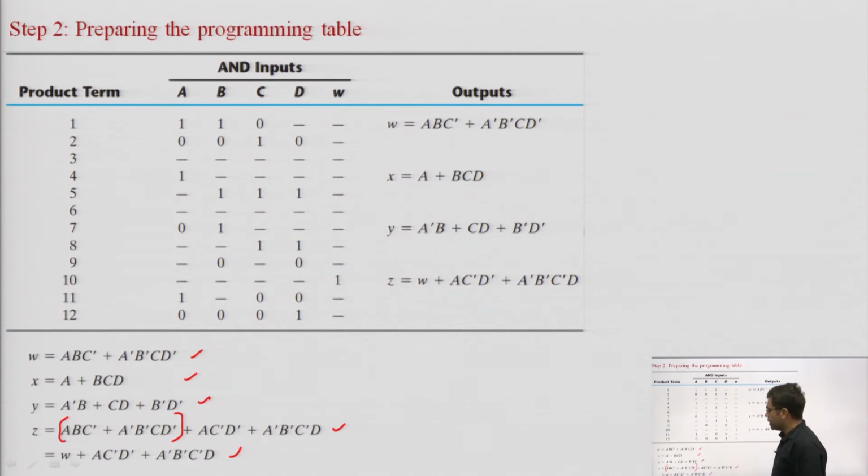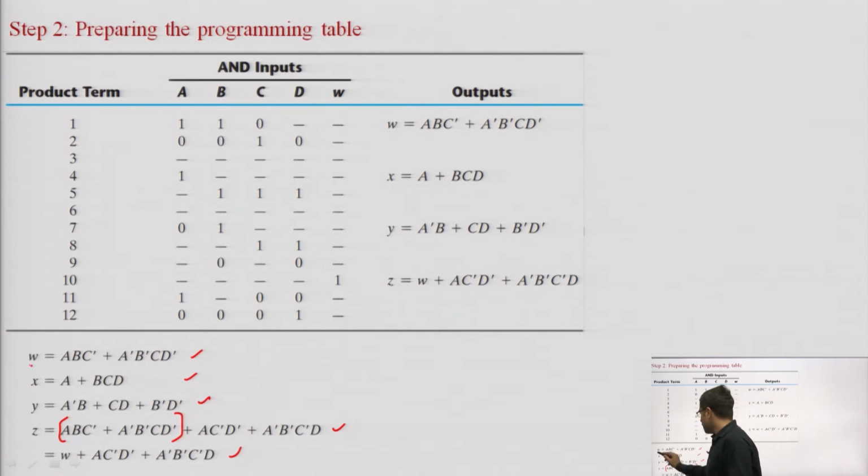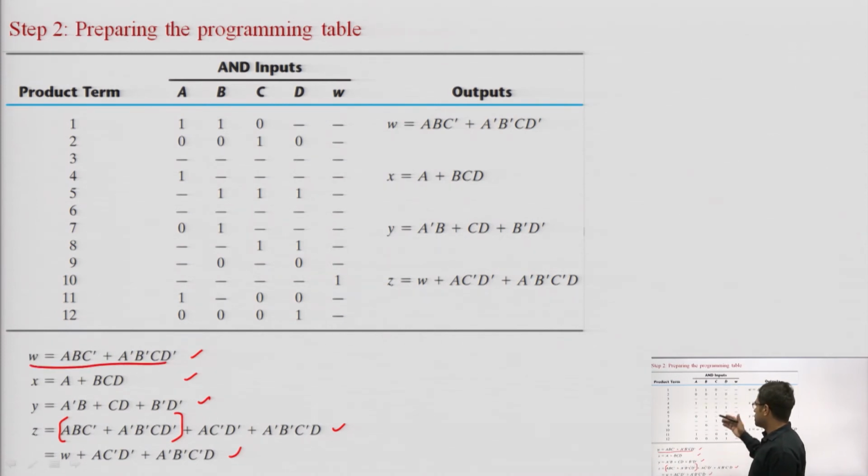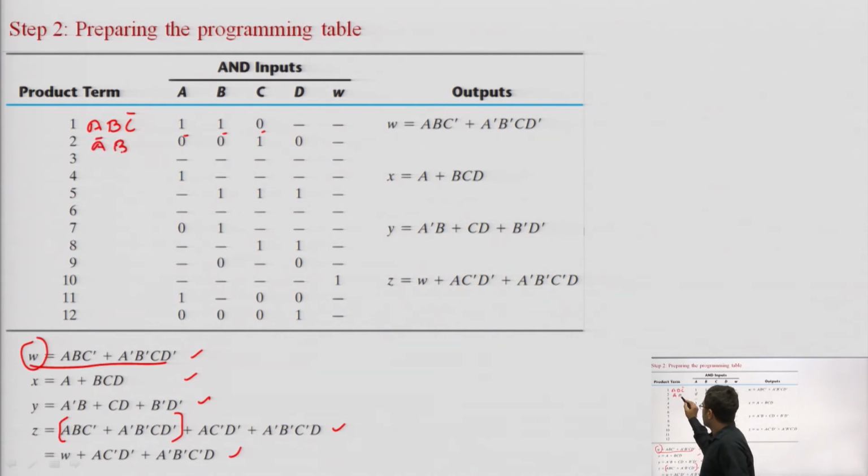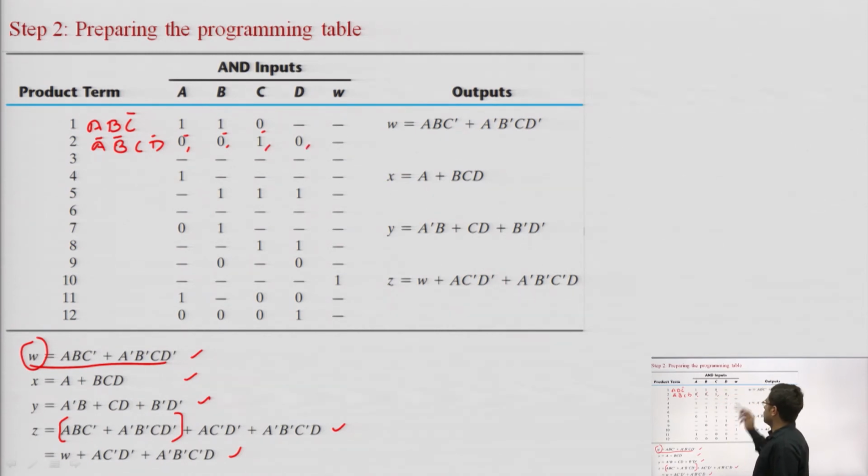And if we prepare the programming table, we can check A B C complement plus A bar B bar C D complement. First product is A B C complement. So A is there, B is there, C is 0, D is not used, W is not used. W is the feedback path. W is actually this output only. Then A bar B bar C D bar, second product. So this is A bar 0, B bar 0, C is directly, so it is 1, D bar is there, so it is 0, W is again not used.